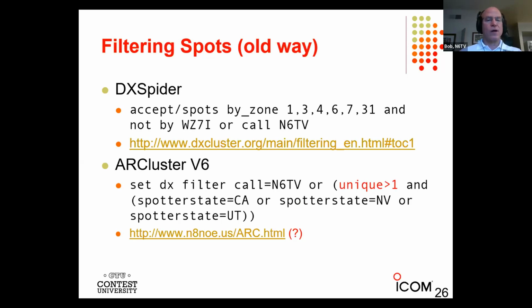Then the AR cluster software has a different syntax than DX Spider for filtering, but it's the same idea. I want to see spots of my call sign or unique greater than 1, which means it's not unique, and the spotter state is California, Nevada, or Utah. It's just an example. I tried to use this website that references the AR cluster commands today, and it seems to either be down permanently or down temporarily. AR cluster, I think the author has passed away, and so there's not really much support for it anymore.